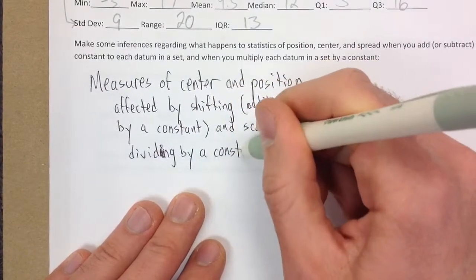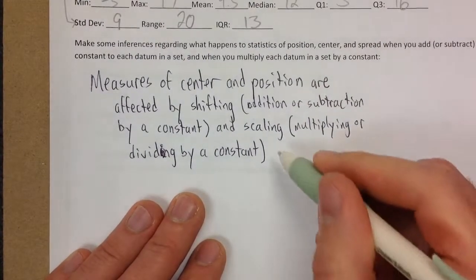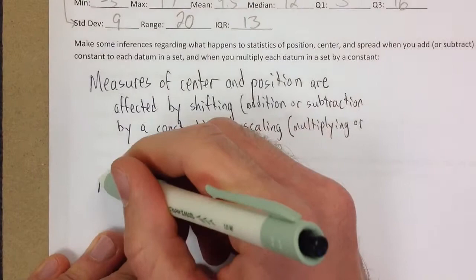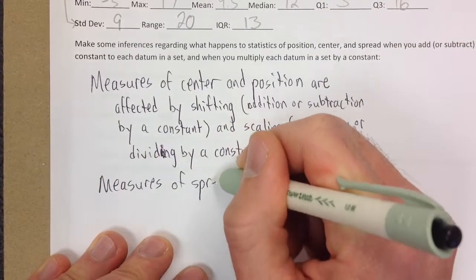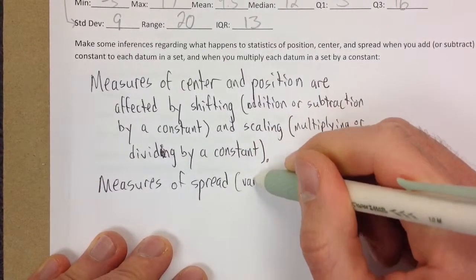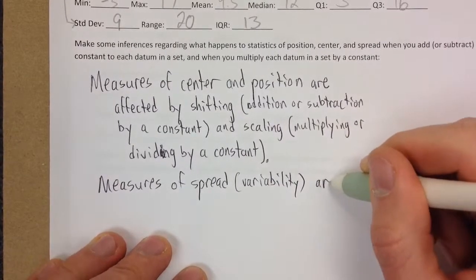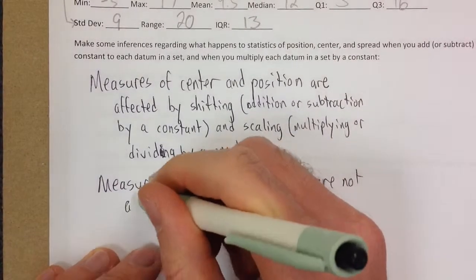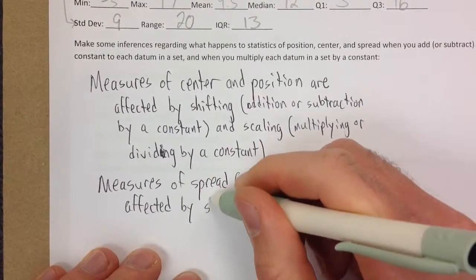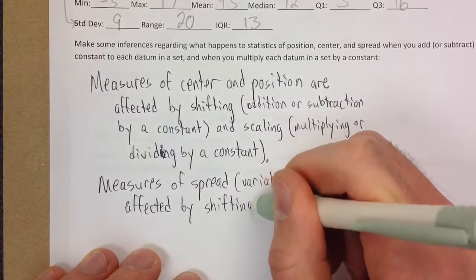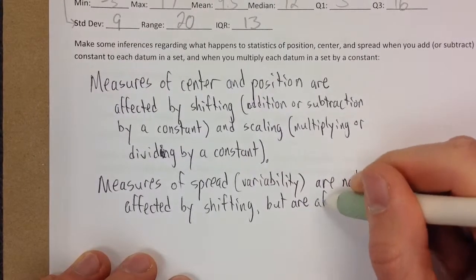If you've studied matrices, you may have heard of that term scalar, multiplying by a scalar. And measures of spread, or you can call them variability, are not affected by shifting, but are affected by scaling.